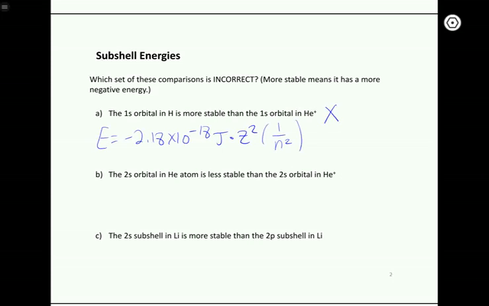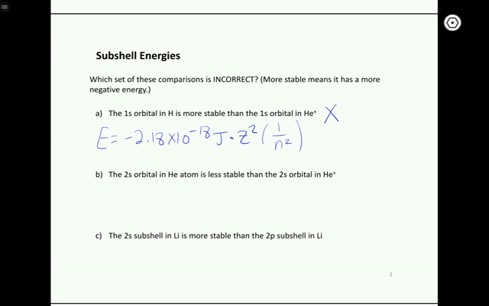There's a stronger attraction to electrons that are in the 1s orbital, and that makes the subshell more stable. So whenever you're comparing one electron species, you look at the value of Z. Now if we go on to the other ones and try to figure out why these ones are true. So here for choice B, we're comparing the 2s orbital in helium is less stable than the 2s orbital in helium plus. So now we're comparing the same atom but with one fewer electron in the second case.